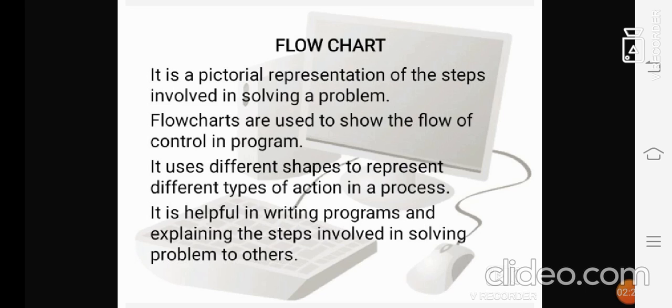What is a flowchart? A flowchart is a pictorial representation of the steps involved in solving a problem. Flowcharts are very useful to all of us in writing programs and also in explaining the steps involved in solving our problems to each other. So, flowcharts are used to show the flow of control in a computer program. Flowcharts use different shapes to represent different types of actions in a process.